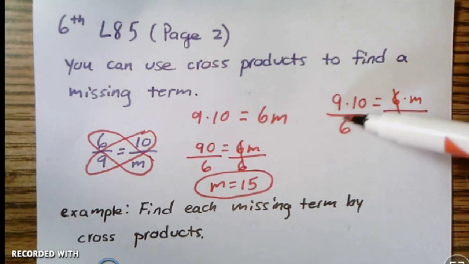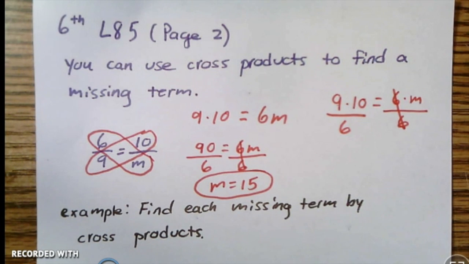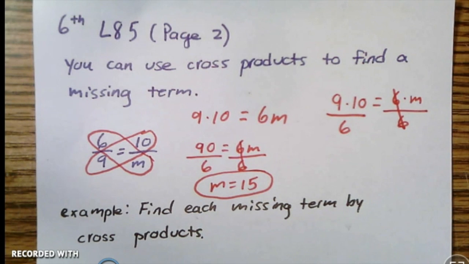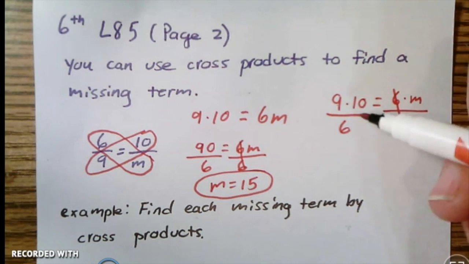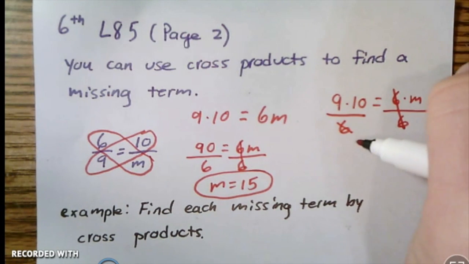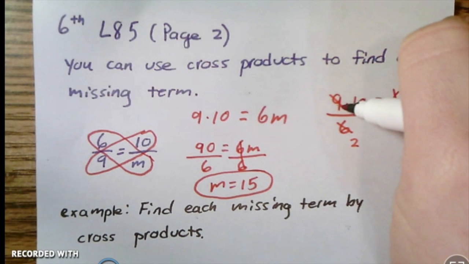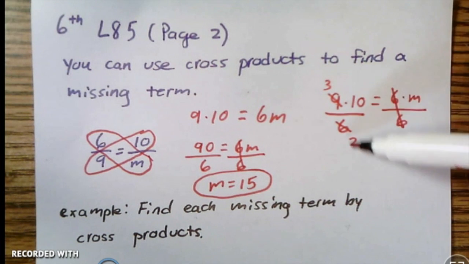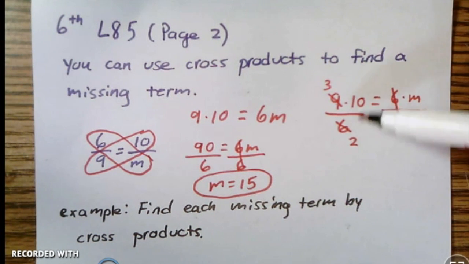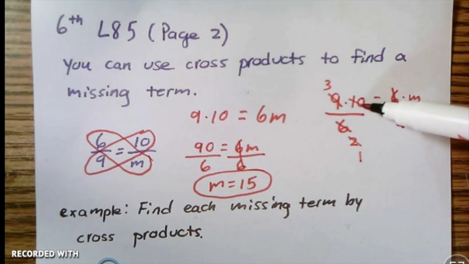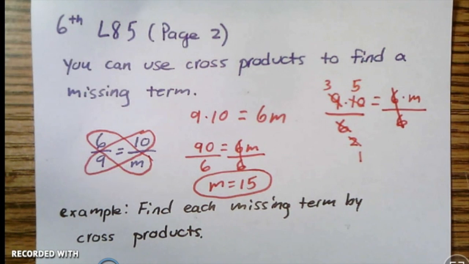And now I'm going to look for a way to simplify this. Are there any factors that go into 6 and either the 9 or the 10? Good, I could simplify those with 2's or those with 3's. Let's do the 3's first. So 3 goes into 6 2 times, and 3 goes into 9 3 times. Now I'm going to look again. Are there any factors that can go into this 2 and one of those numbers? Right, they're both even. So 2 goes into 2 once, and 2 goes into 10 5 times.